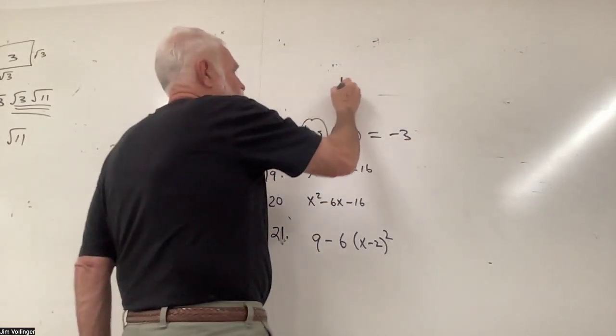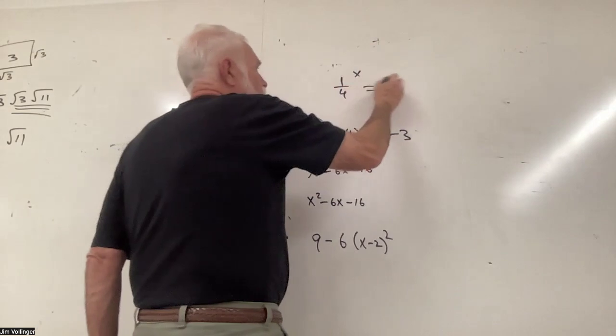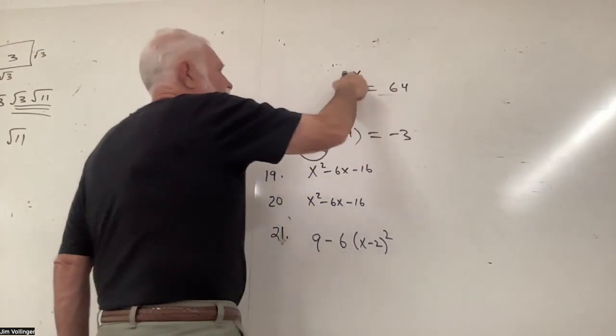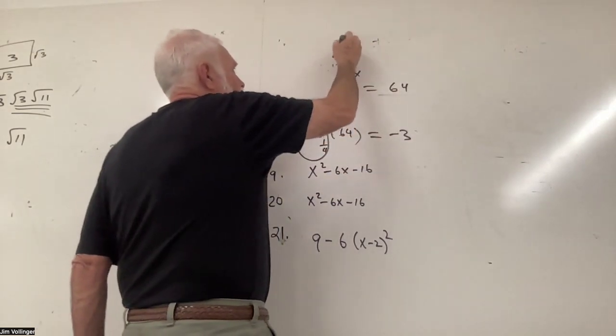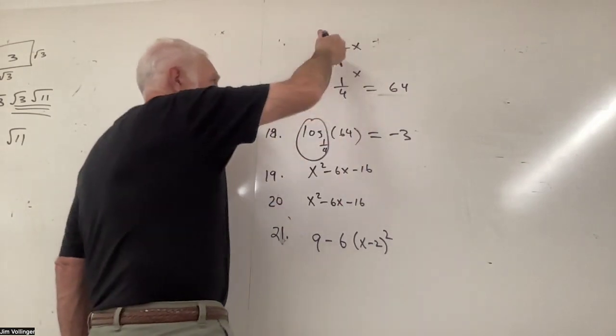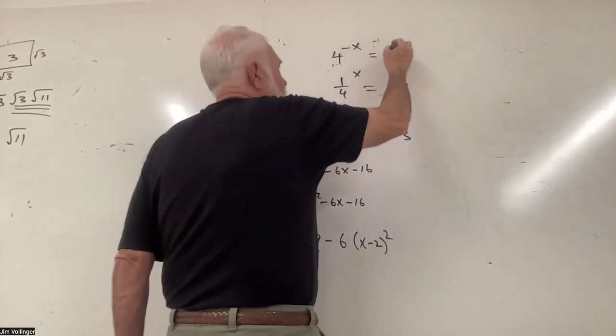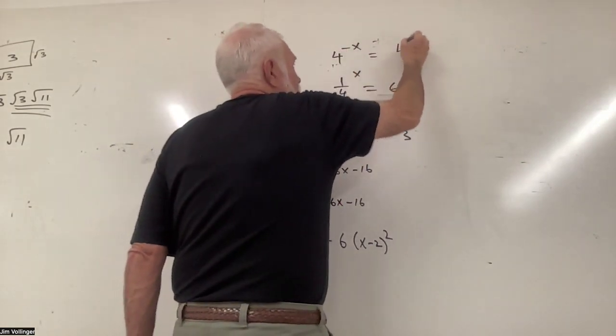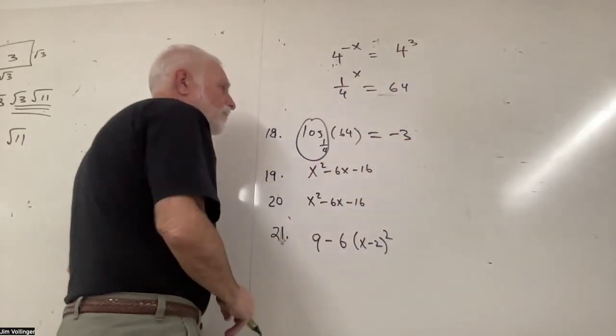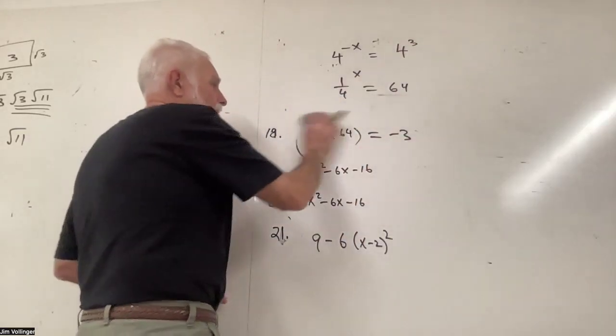So log 1/4, we talked about it earlier. That's asking the question, 1/4 to the what equals 64? And I know 1/4 to the x is the same thing as 4 to the negative x. Got to reciprocate it. And I know 64 is 4 cubed. And that's why I knew this answer was -3. And I hope you do too.